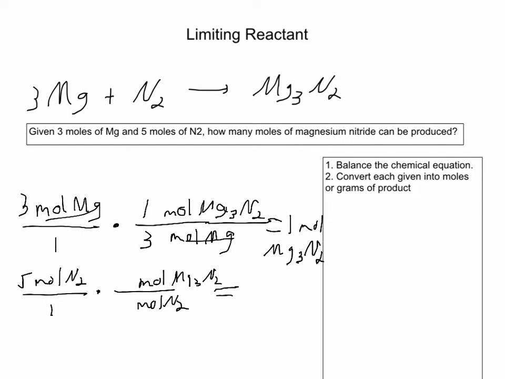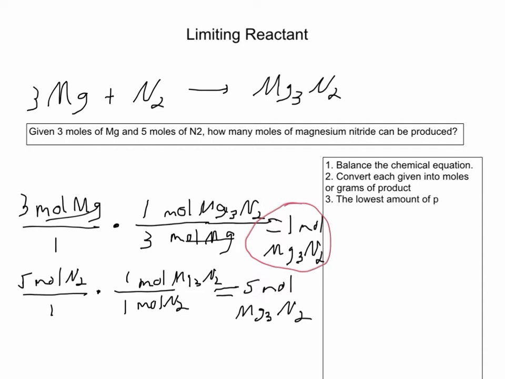And the numbers here are 1 and 1, and we calculate this to be 5 moles of magnesium nitride. Well, which one are we going to make? Are we going to make 5 moles, or are we going to make 1 mole of product? Well, the answer is the lower answer is going to be the amount you make. So the lowest amount of product is how much will be produced in the reaction.